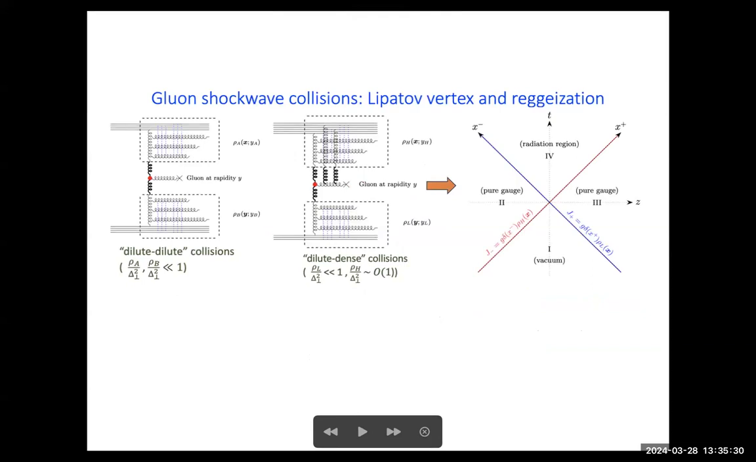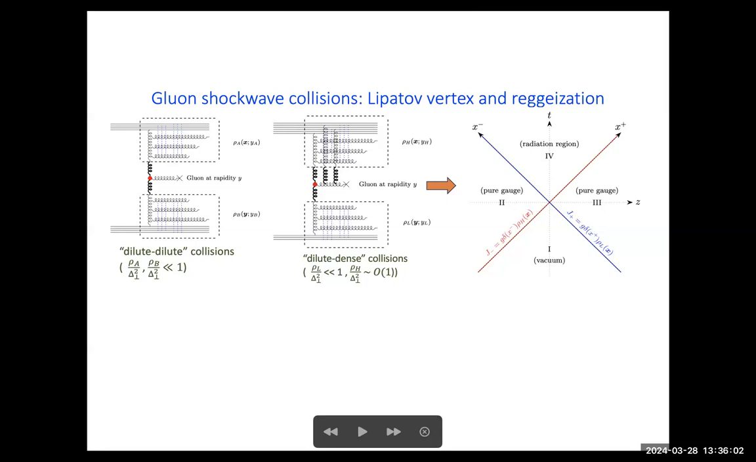So as I said, part of the achievement in this program is that you can replace calculations of very complicated amplitudes by shockwave calculations, which are semi-classical. And so you can ask the question, what happens now when you collide two shockwaves? Imagine there are two nuclei at very high energies, and you're colliding them. How do you describe such a collision? Essentially, these are two very dense blobs of gluons that are being collided, and there's a semi-classical realization of this.